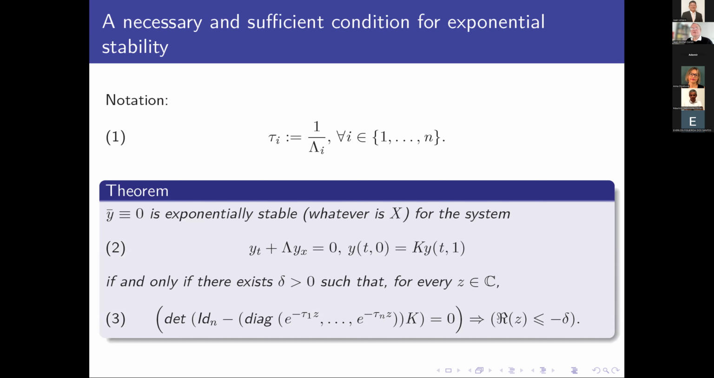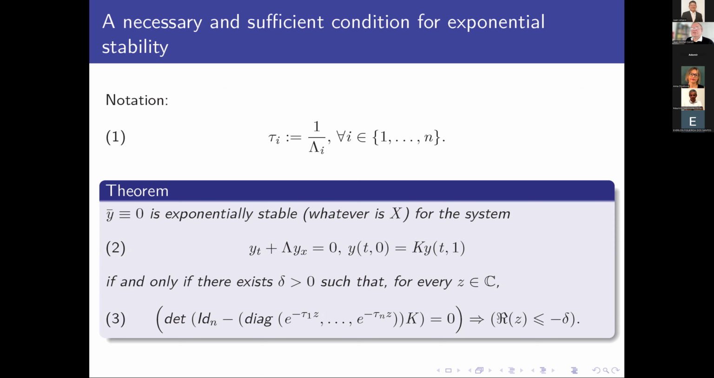Of course, we know that for PDE, the fact that the spectrum is good is not always sufficient. It is necessary for the exponential stability. It's not always sufficient, but this is a case where this is indeed necessary and sufficient. And what is on the left-hand side of the implication 3 just means that z is an eigenvalue of the operator lambda y_x with the boundary condition y(0) equal to k y(1). So you require that the eigenvalues of the operator have a negative real part, uniformly. And then you have exponential stability if and only if this property 3 is satisfied.